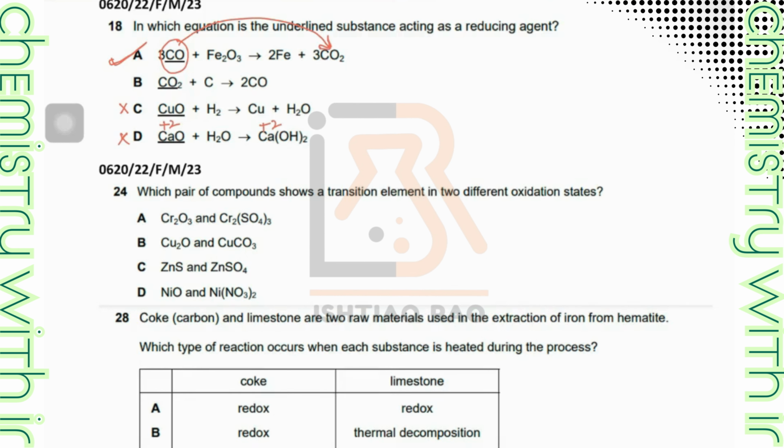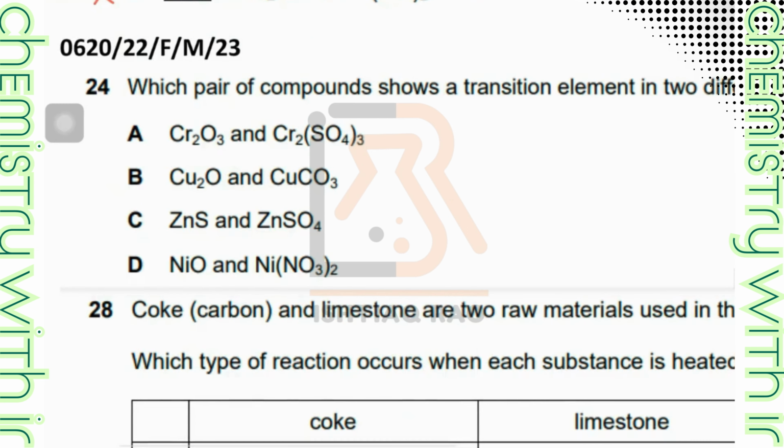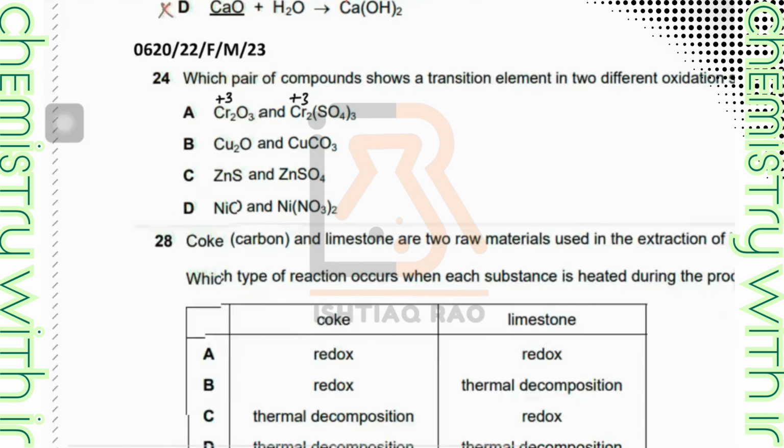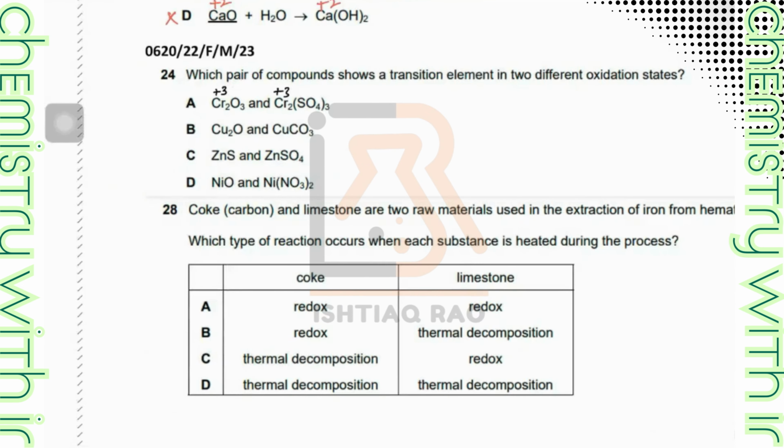Like in option A, this is plus 3 and plus 3. You know how? This 3 is the charge of this chromium, and this 3 is the charge of this chromium. Both chromium are plus 3. So they were saying two different oxidation states, but it's not two different. Option A is incorrect. Then I have to check B.